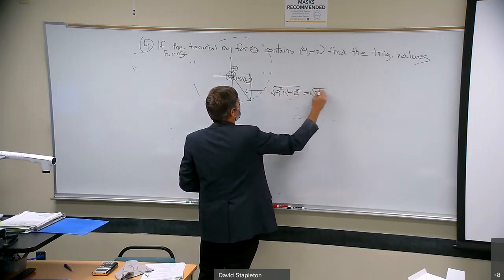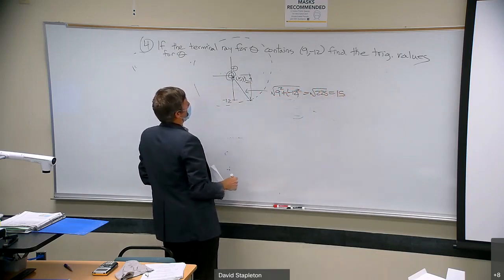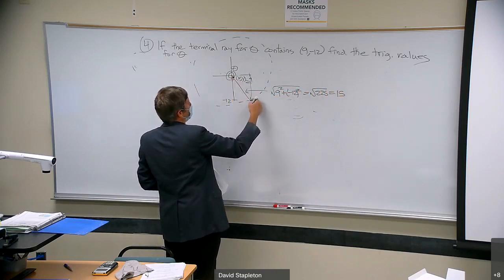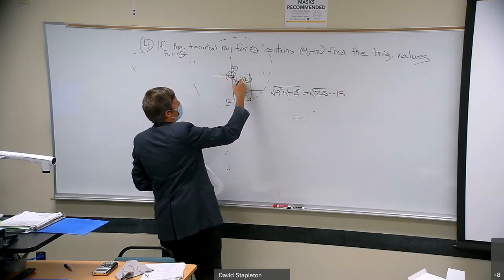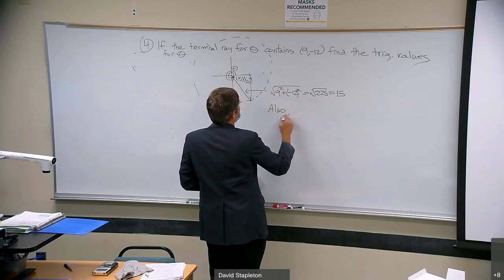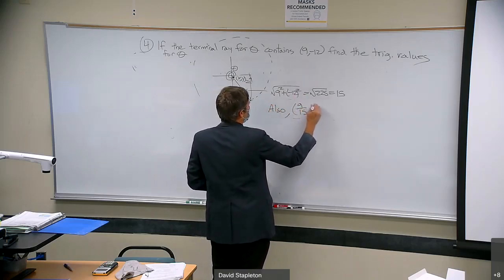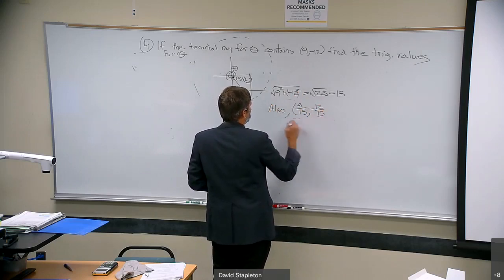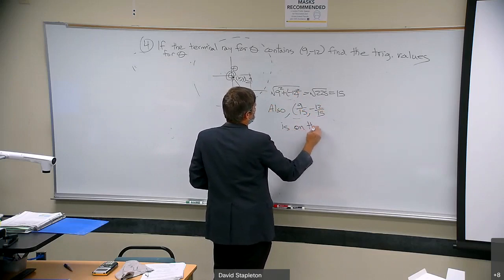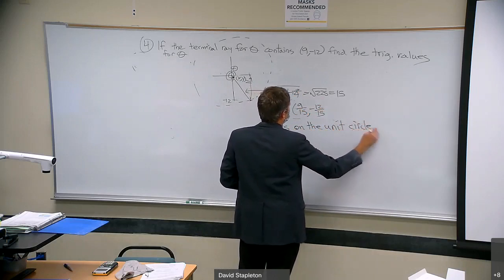Square root of 225 is 15, right? So this side of the triangle is 15, which makes the radius 15. What we want is the point on the unit circle. We just need to divide by 15 to get the point on the circle of radius 1. So also divide this by 15: 9/15, minus 12/15 is in the same direction on the unit circle. That's your x and y.